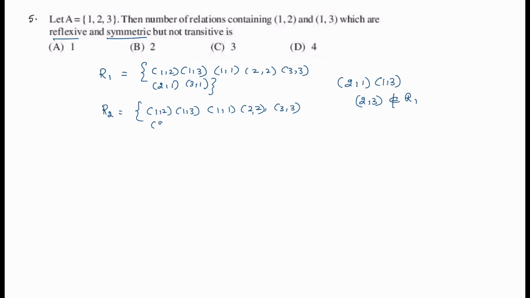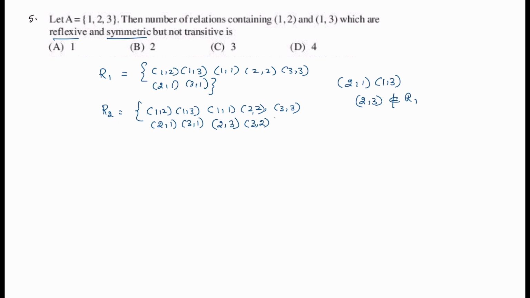And it should be symmetric. So (2, 1) and (3, 1) should be included. Now we wrote the same thing as R1. So let us try to include one more element. I will include (2, 3). If (2, 3) is included, (3, 2) also should be included to make it symmetric.